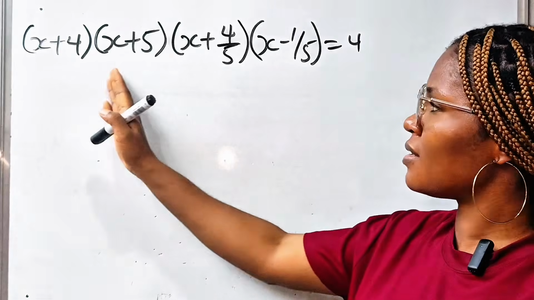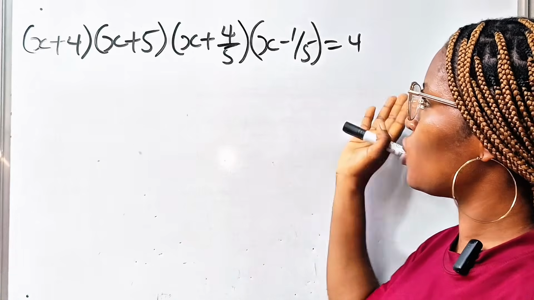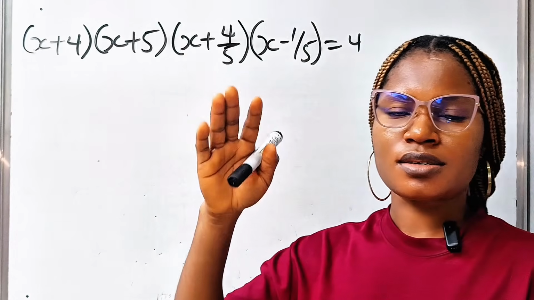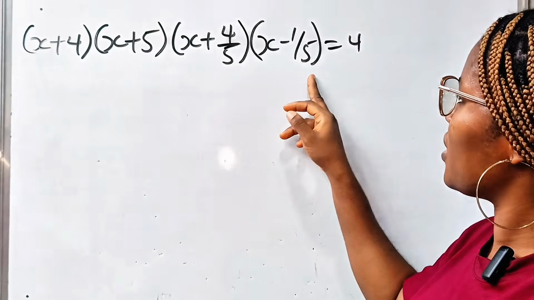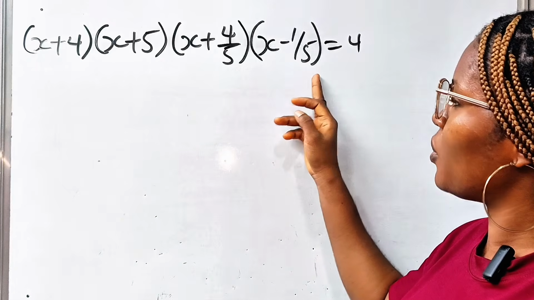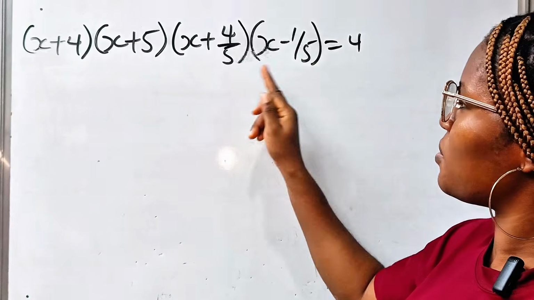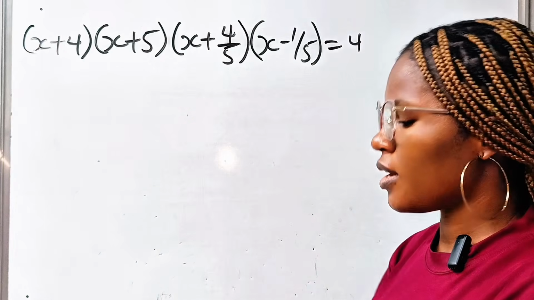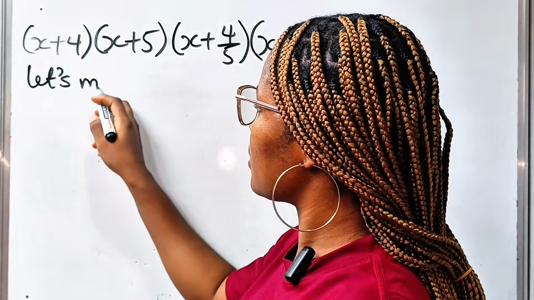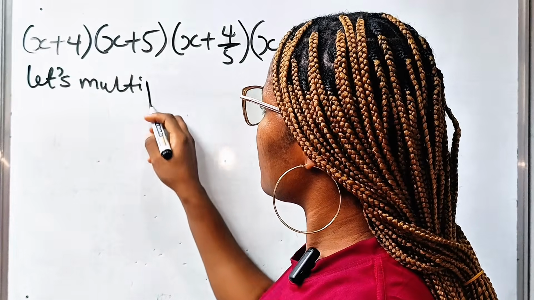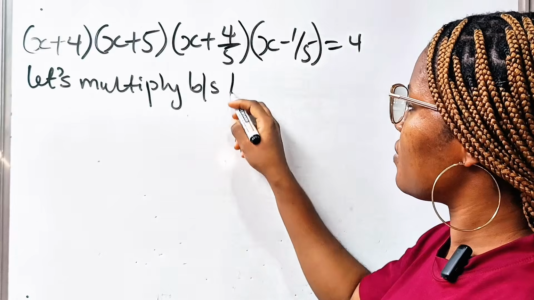So we have this to solve. The first thing is we should try to break this down as much as we can. Now, looking at these denominators, 5 and 5, I know that if I multiply this side by 25, I will cancel out these denominators, right? So let's multiply both sides by 25.